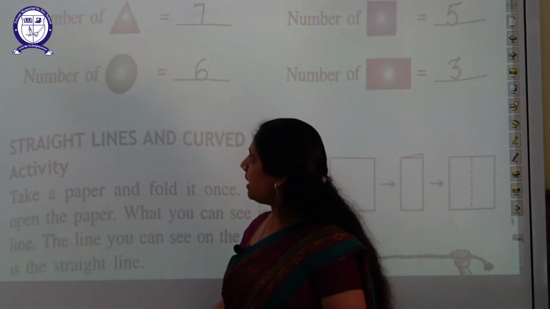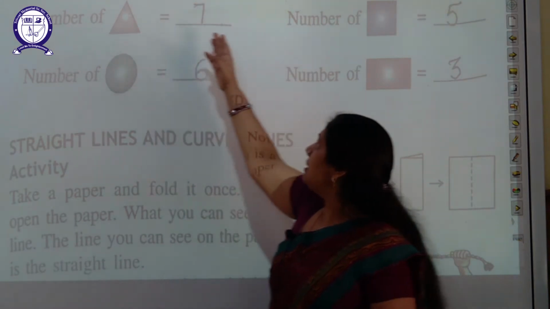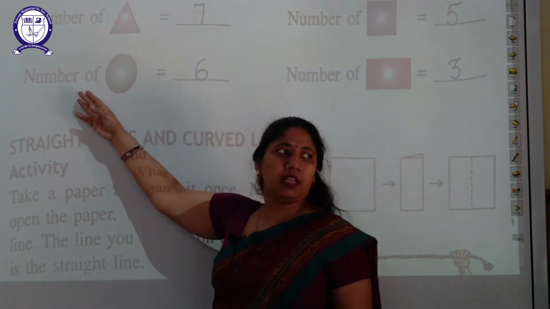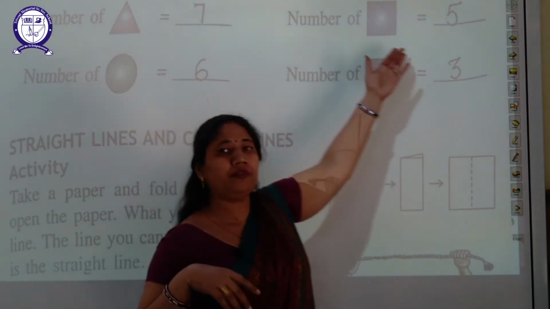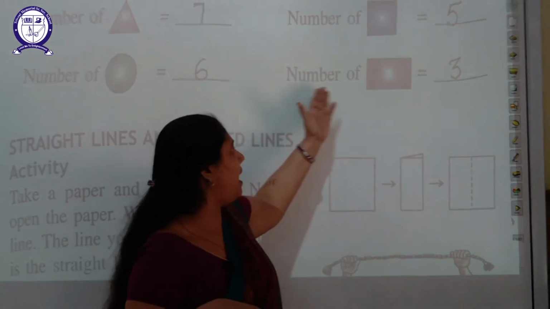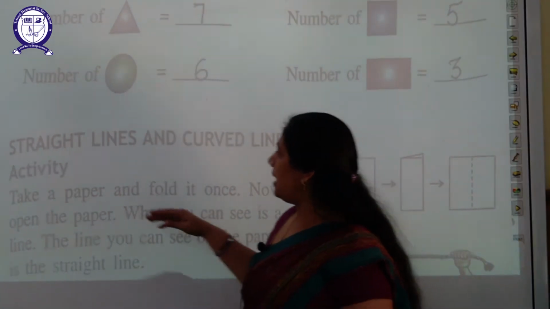Okay, let's check. Number of triangles 7, number of circles 6, number of squares 5, and number of rectangles 3. Okay, let's come to the next.